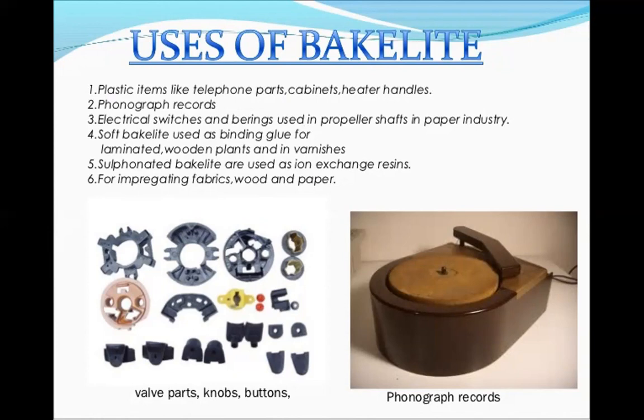It is also used as an adhesive for grinding wheels. It is also used as sulfonated Bakelite as an ion exchange resin. It is also used for impregnating fabrics, wood and paper. Bakelite is also used in paints and varnishes. And another important application of Bakelite is in tarpaulins, wood laminates and glass laminates.